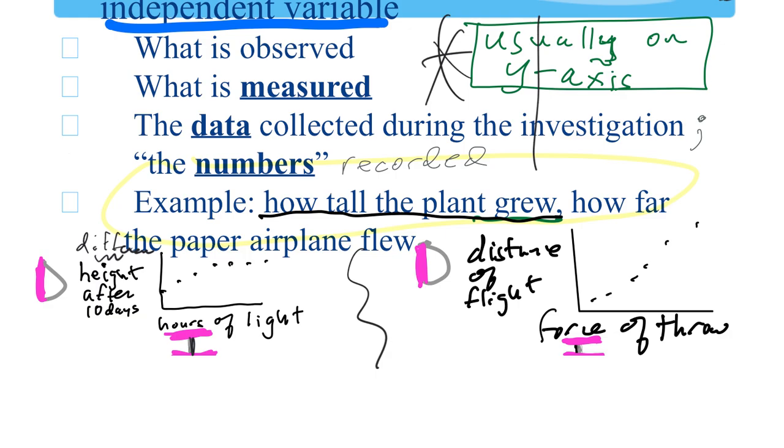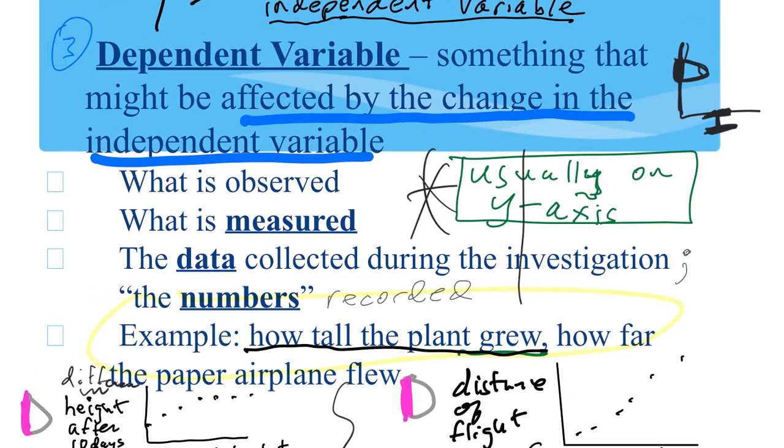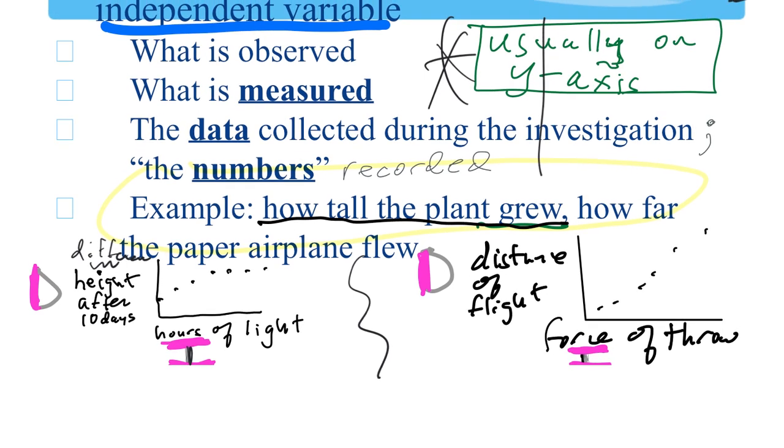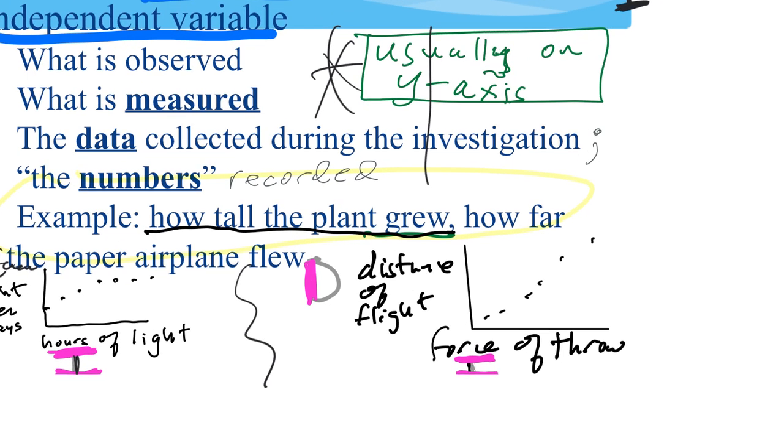So again, independent variable is what the experimenter changes, and the dependent variable depends on, supposedly, the independent variable. So the height of the plant depends on the hours of light that it received. Okay, again, here's another example. Force to throw, distance of flight.